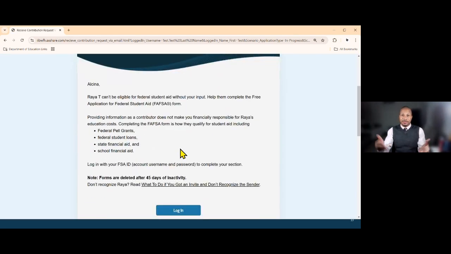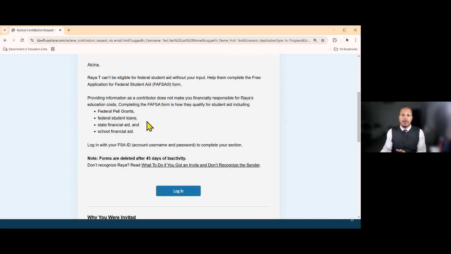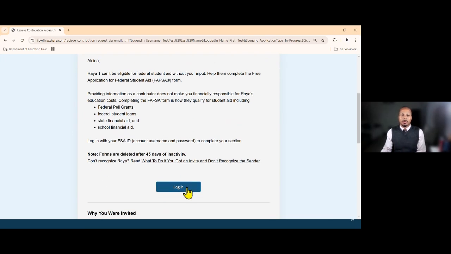So parents, this one's for you. Come a little closer. So parents, when you get the email, this is what the email is going to look like. When you open your email, it's going to have your name and it's going to have information letting you know that your student is asking you to provide information on their FAFSA form. You have about 45 days for that email before it gets deactivated, and the student has to resend you an invitation to complete your section of their FAFSA form.